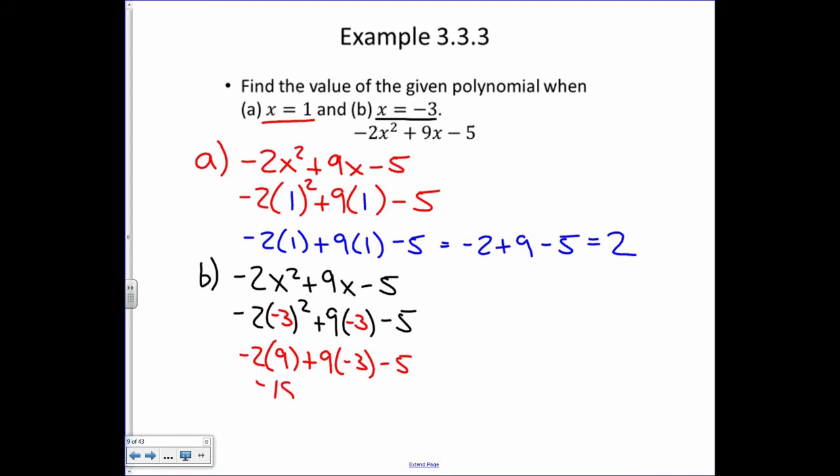And that's going to give us negative 18 minus 27 minus 5. Should be negative 50. And so when you want to evaluate a polynomial for a given value, just replace the variable with that value.